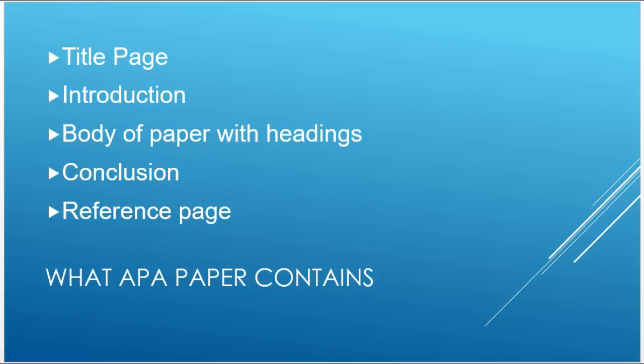So let's talk about what an APA paper contains. First of all, we need a title page with an introduction, the body of paper with headings, and of course the conclusion, and also a reference page. And now we'll go over these one by one.